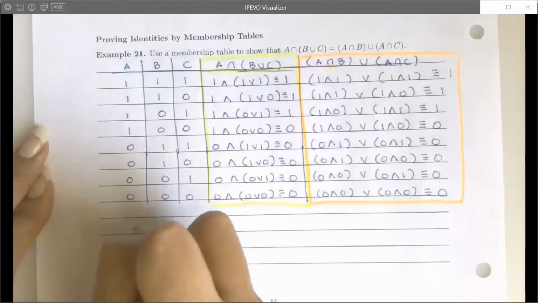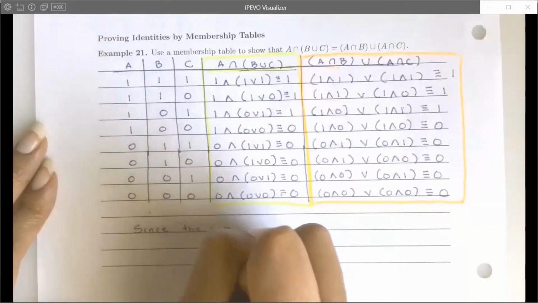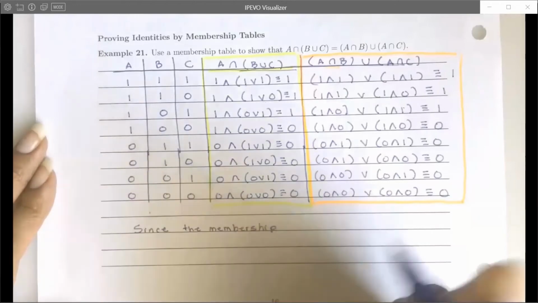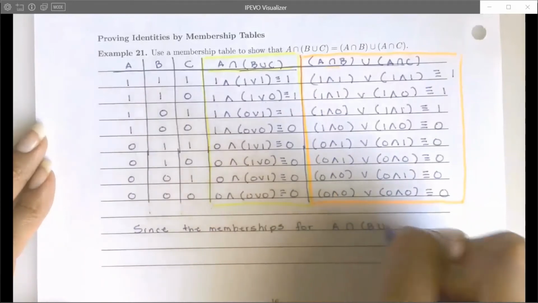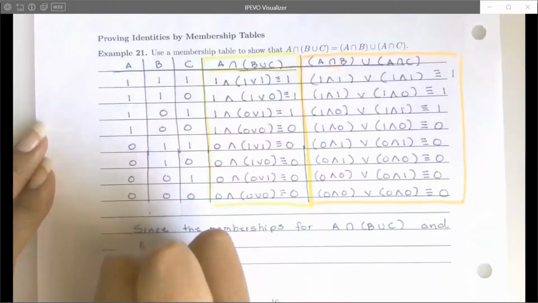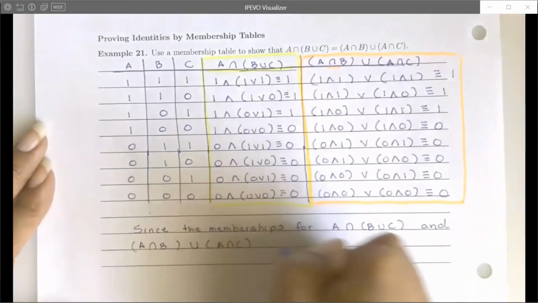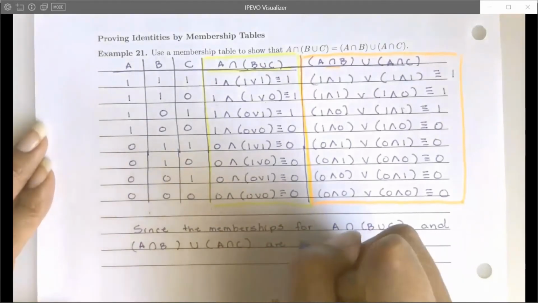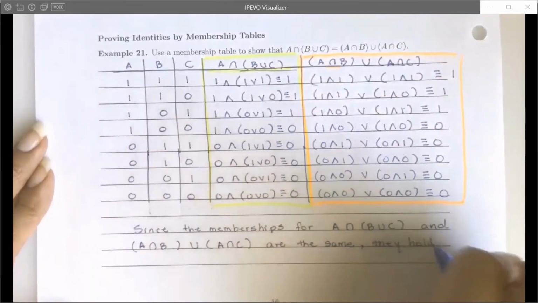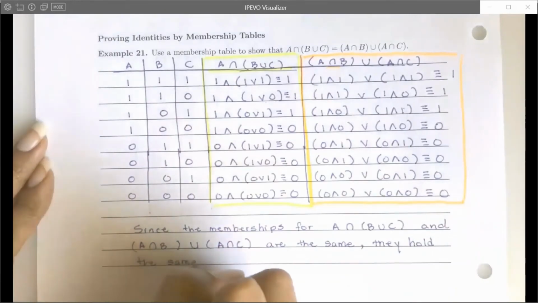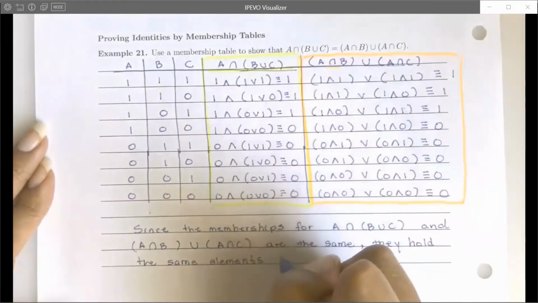And I'll say that in words here: since the membership for A intersect B union C and A intersect B union A intersect C are the same, they hold the same elements. Hence, they must be equal.